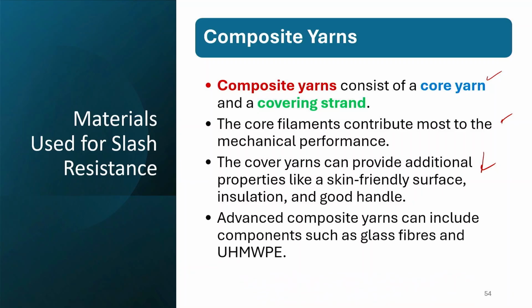Advanced composite yarns can include components such as glass fibers or ultra high molecular weight polyethylene or para-aramid. So, different types of high performance fibers are used as core, and also in the sheath different types of staple yarns, staple fibers are used.